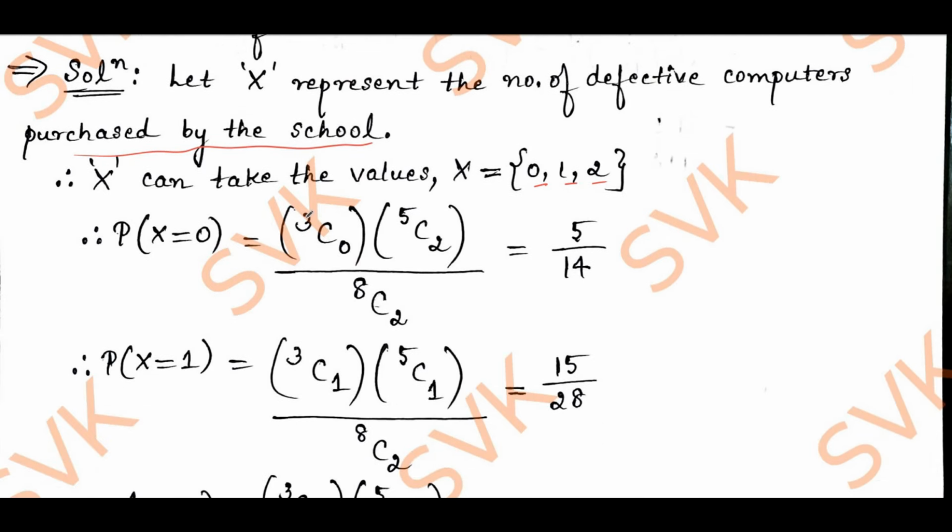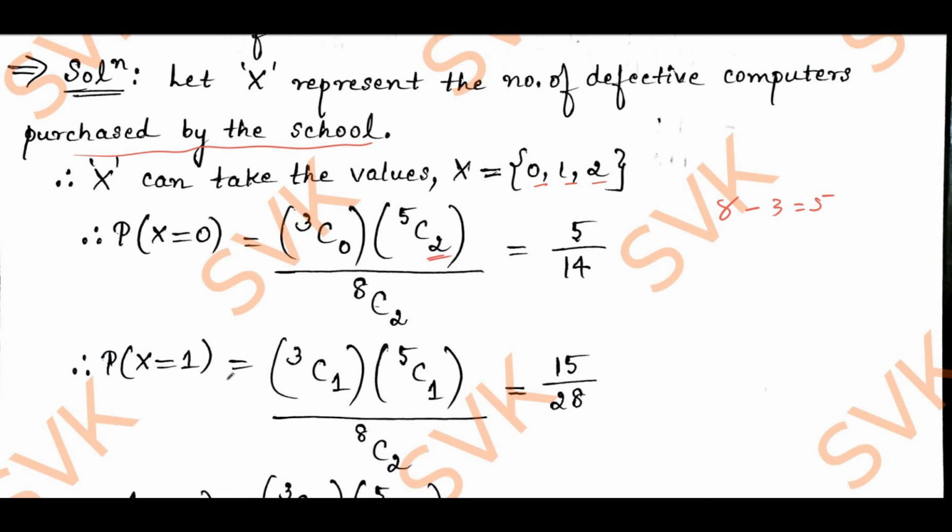Out of 3 defective computers, 0 defective, so 3C0. As we have 8 computers from the retailer, 8 minus 3 is equal to 5. So the remaining 5 computers are good computers. So 5C2 for the good computers, all divided by the total, 8C2. Simplifying this part, we are going to get 5 by 14.